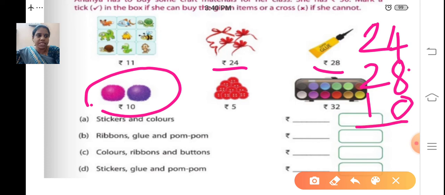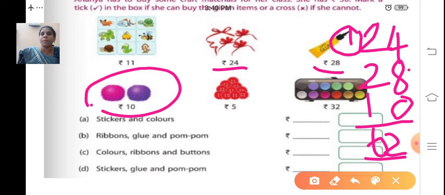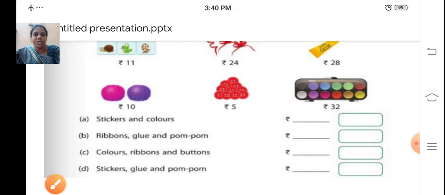Add all these things. 4 plus 8, 12. 2, 1 will be carried over. Now 1 plus 2, 3, 3 plus 2, 5, 5 plus 1, 6, 62 rupees. So altogether it costs 24 plus 28, 34, 44, 52, 62. So it's around 62 rupees.